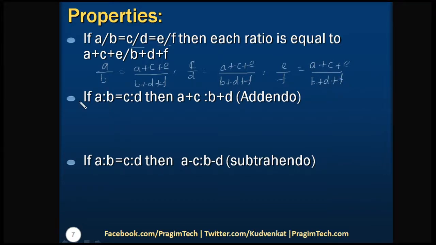And one more property is, if a is to b is equals to c is to d, then if a by b is equals to c by d, then we can write it as a plus c by b plus d. That is sum of antecedents as a ratio of sum of consequents. If we are subtracting, then it is nothing but subtrahendo, which is represented by, if a by b is equals to c by d, then we can write it as a minus c by b minus d, right?